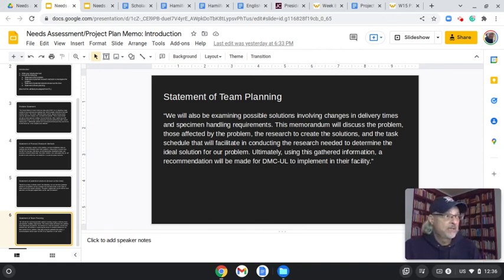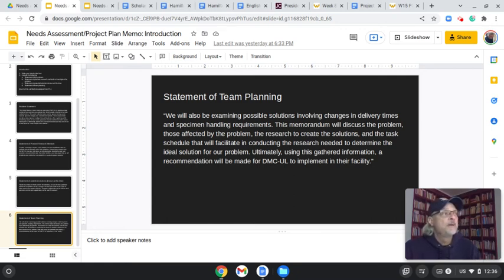Okay, and then finally, there's a statement of team planning, and it's basically, here's what you're planning on doing. We'll also be examining possible solutions involving changes in delivery times, specimen handling requirements. This memorandum will discuss the problem, those affected by the problem, the research to create the solution, the task schedule that will facilitate in conducting the research methods, the research needed to determine the ideal solution for our problem. Ultimately, using this gathered information, a recommendation will be made for DMC UL to implement in their facility.